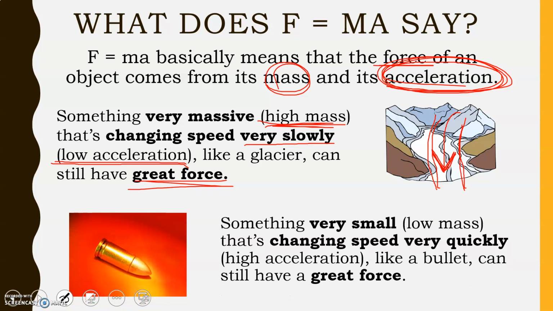All right, another example. Sometimes something very small, so something with a low mass, is changing speed very quickly, so some sort of high acceleration. Like this bullet, it's ejected at 0, 5, 30, 50, 100, 150 meters per second, probably faster, but I have no idea. But obviously you get the point: changing speed very quickly, very high acceleration. It can still have a great amount of force. So although this bullet has a very low mass, it moves extremely fast. It has a very high acceleration, so it still has a great force.